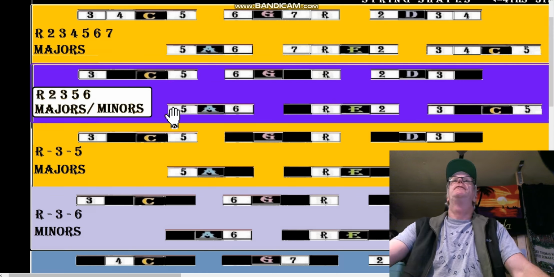Now let's get to the fun part. It's starting to get interesting. Now we're going to just play root 3 5. Okay, now so the first thing to look about the string shapes is in the major triad arpeggio, right? It's going to go something like that, and that's easy in C, right? That's easy in C.